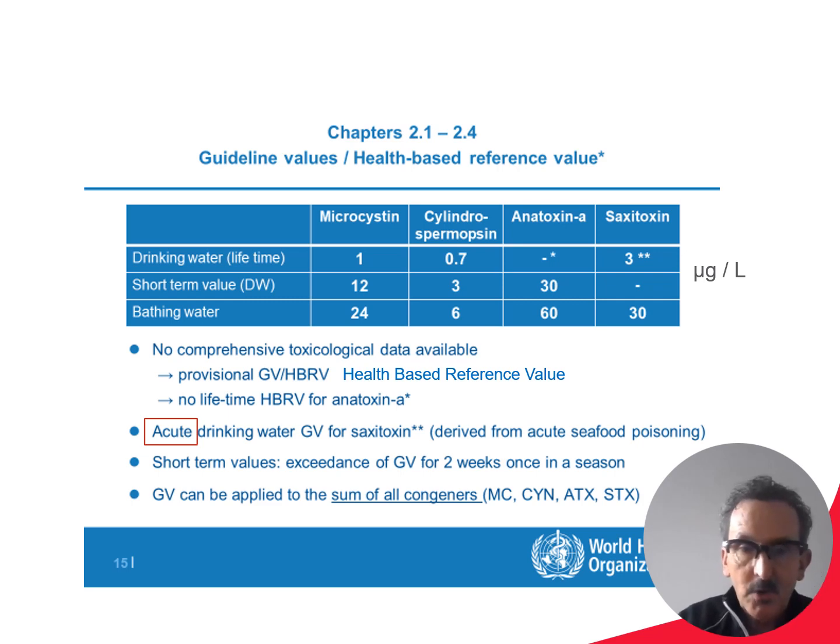And the guideline value can be applied to the sum of all different congeners, like microcystin. There are many of them. If you have different congeners, you take the sum and you apply the guideline value to the sum of the different congeners of that toxin.